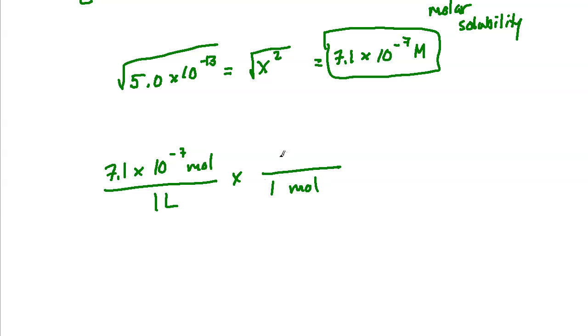And then I need the molar mass of the silver bromide. So if you were to add up the mass, or you can check it online quickly, it is 187.77 grams for every 1 mole. And so if I solve that, I find the solubility, again moles cancel, so I'm now in grams per liter. The solubility is going to be 1.3 times 10 to the negative 4th grams per liter.